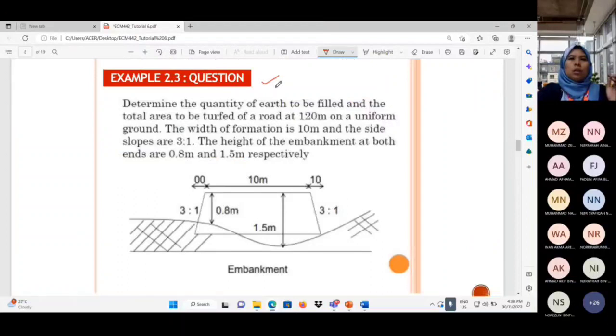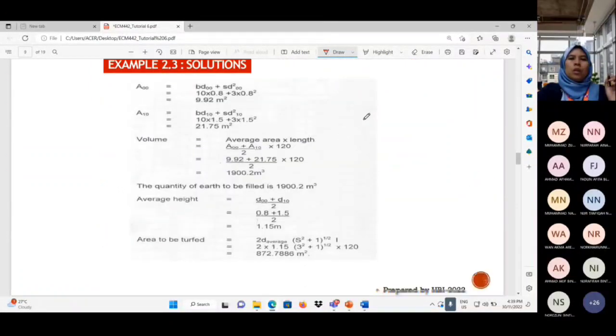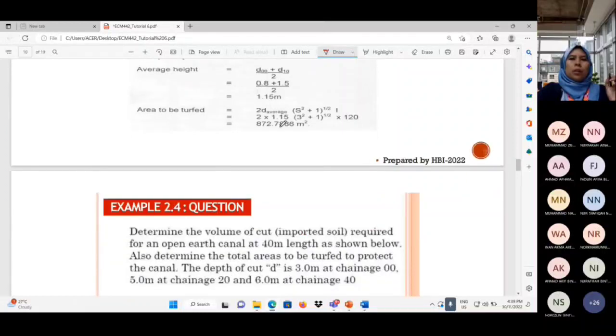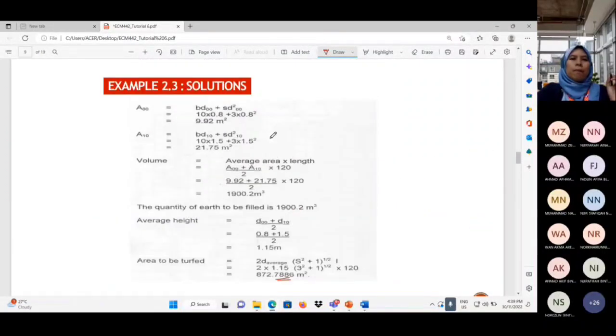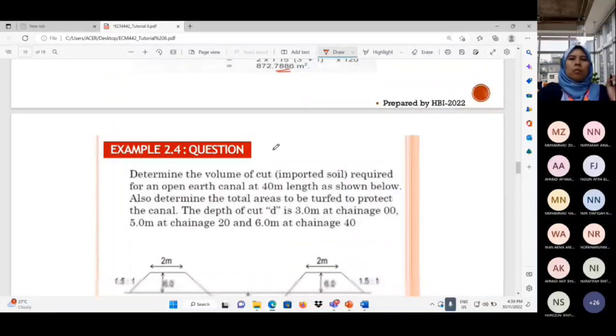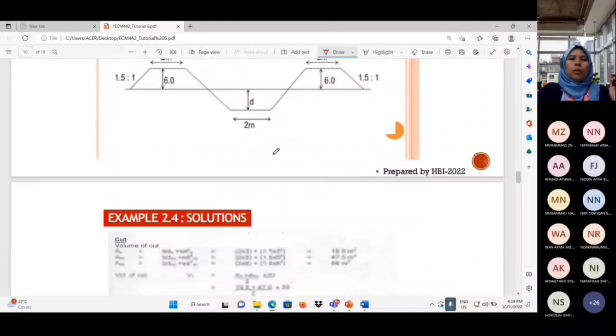Okay, question example 2.3 ni you tengok sendiri, sama juga, mudah sahaja, tapi I minta the consistency of your calculation ni. Okay, so moving to this example 2.4.